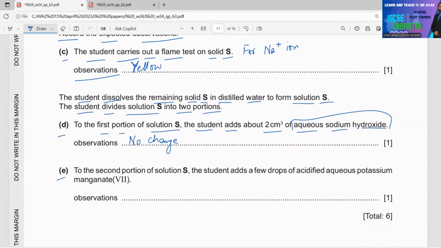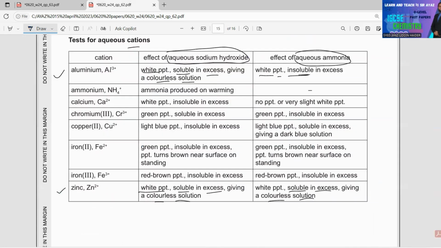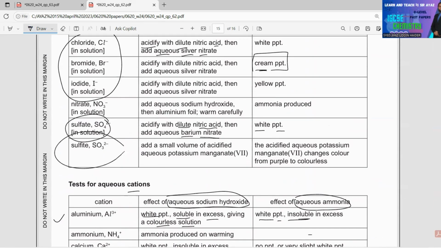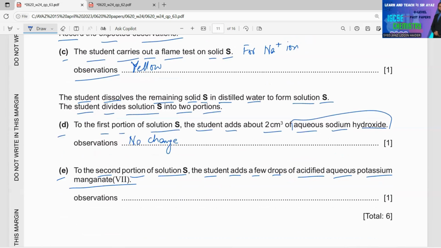E. To the second portion of solution S, the student adds a few drops of acidified aqueous potassium manganate(VII). Observations. This must be the test for the presence of the anion sulfide here. If you add a small volume of acidified aqueous potassium manganate(VII), this will change its color from purple to colorless. So you will write purple is decolorized or purple to colorless.